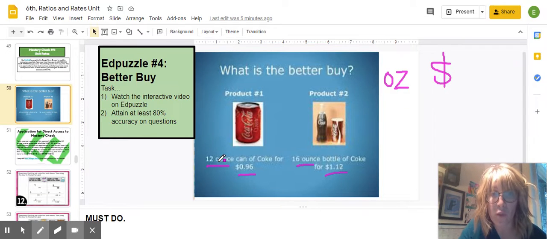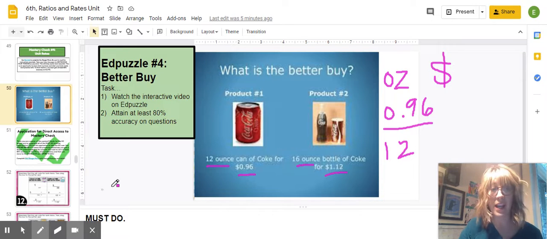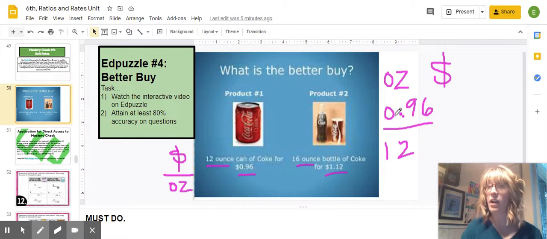So let's say we have 12 ounces of Coke for 96 cents. So it costs 96 cents per 12 ounces. We could back that up a step and say, first, we can see in this problem that we're going to have money. How much does it cost per ounce? So over here, we said it costs 96 cents per, that's a dollar sign, 12 ounces. So it costs 96 cents for 12 ounces.